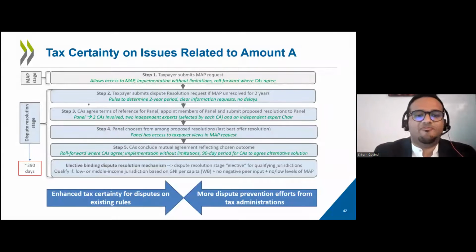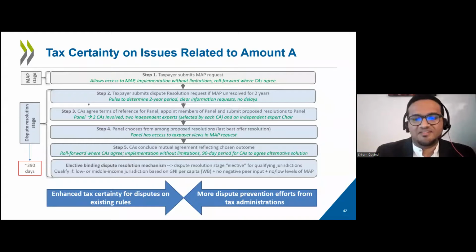Now, moving on to step 4. Step 4 involves the panel choosing one outcome from among those proposed by each competent authority as a last best offer decision. The panel also has access to the taxpayer's views in the MAP request to guide this decision. Finally, the competent authorities would then see this outcome which the panel arrived at and would enter into a mutual agreement to reflect the chosen outcome in step 5.